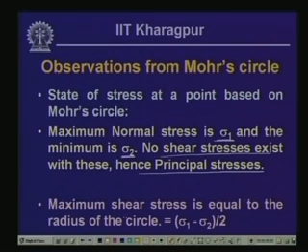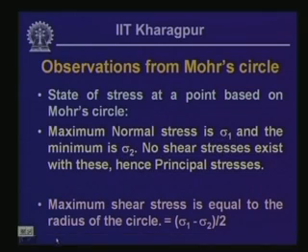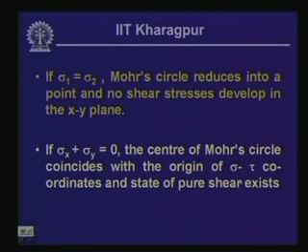Also, we have seen that the maximum shear stress is equal to the radius of the circle, which is the square root of (sigma x minus sigma y by 2) square plus tau x y square. In terms of sigma 1 and sigma 2, the radius is sigma 1 minus sigma 2 by 2, which we have seen earlier through our transformation equation as well. Also, if sigma 1 and sigma 2 are equal, then the Mohr circle reduces to a point and there are no shear stresses developed in that xy plane.